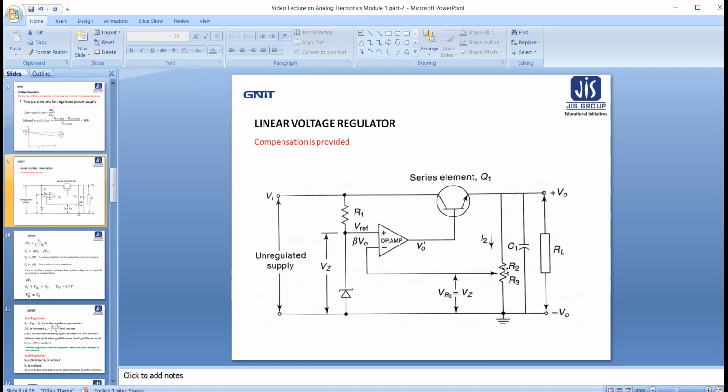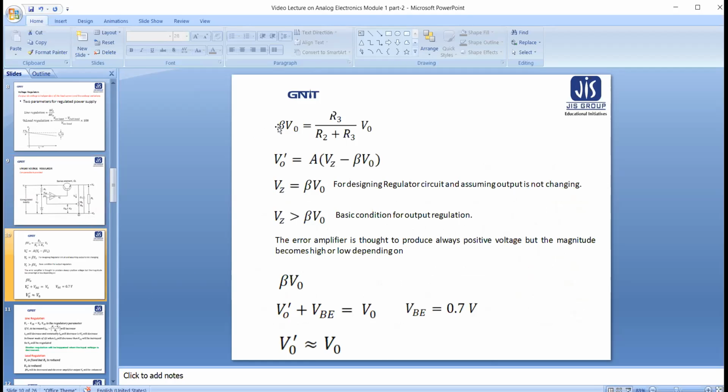So if we change the setting points, obviously the fraction of the output will also change. That's why R2, R3 provide the feedback voltage, and due to R2, R3 a parameter beta is developed. So beta V0 is equal to R3 divided by R2 plus R3, into V0.